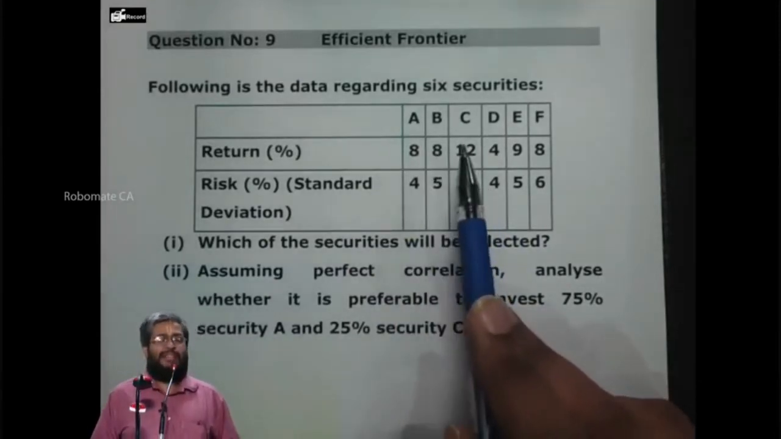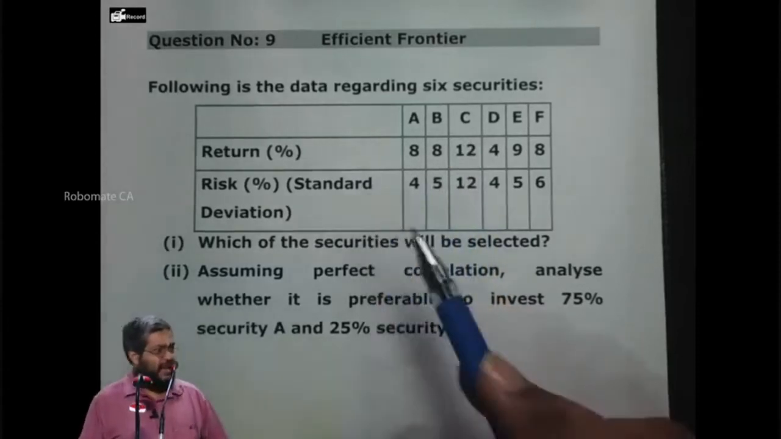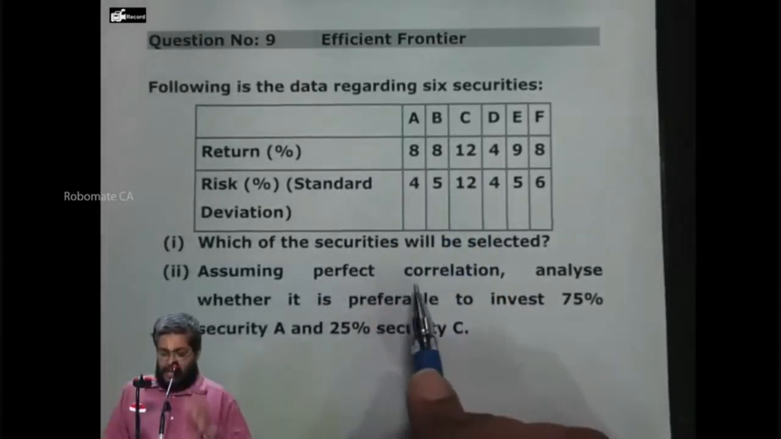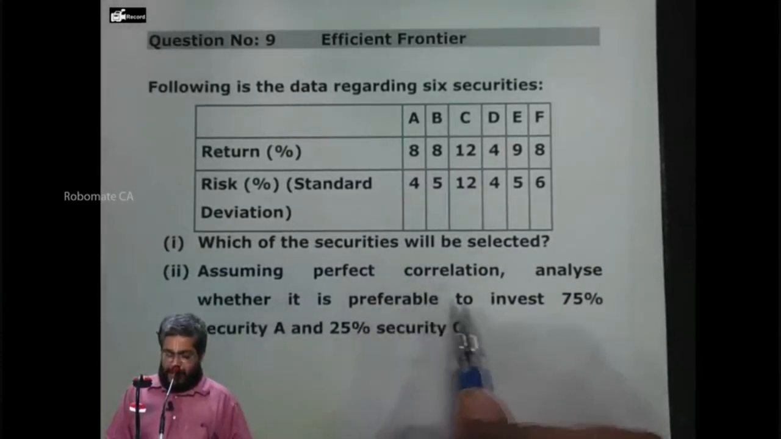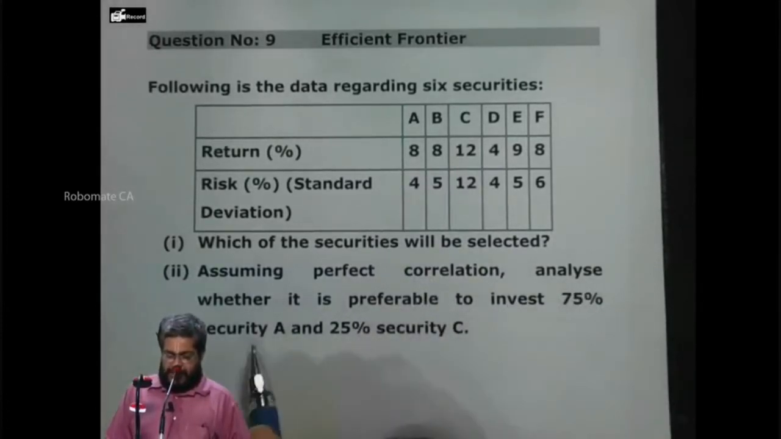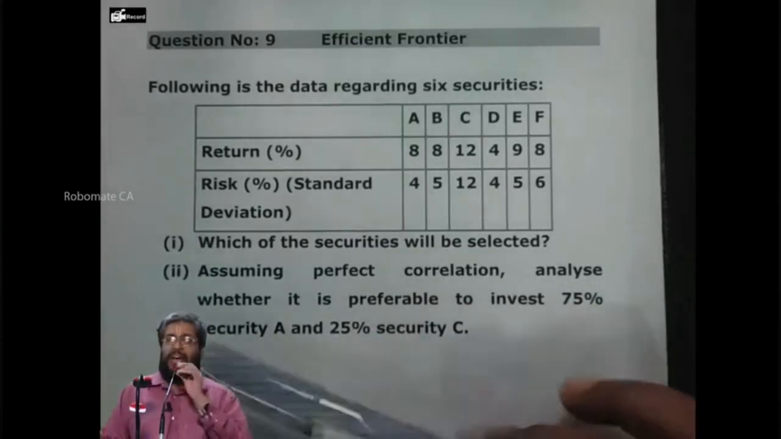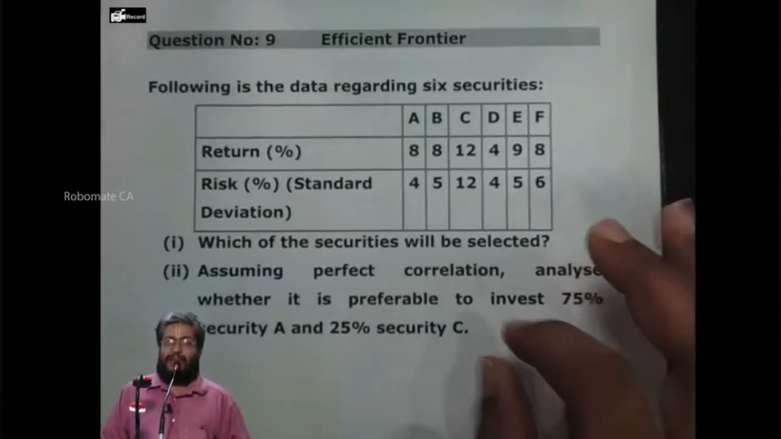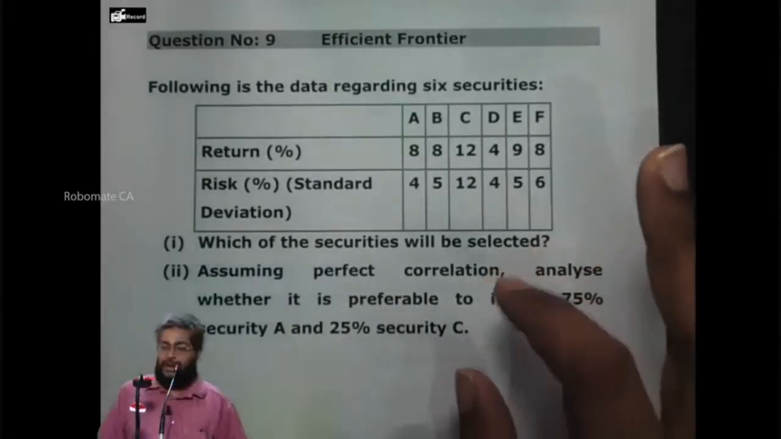Now, this is only 6 securities. They don't have the portfolio. Just answer the question as they ask. Okay, there are 6 securities. Which of the securities will be selected? Assume perfect correlation. Analyze whether it is preferable to invest 75% in security A and 25% in security C. That's the question being asked. Can I start doing the problem or not?